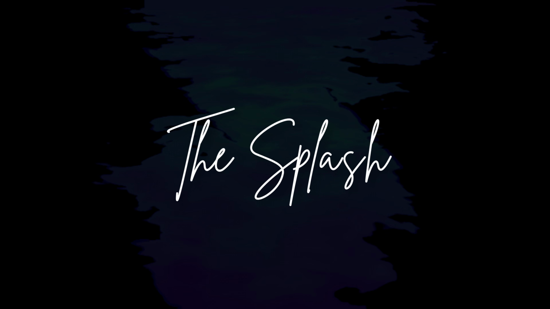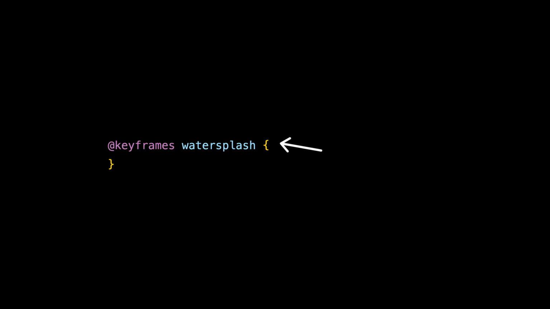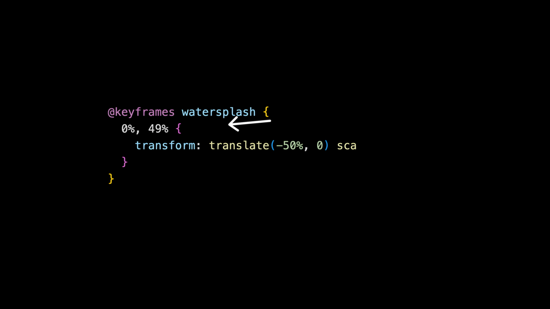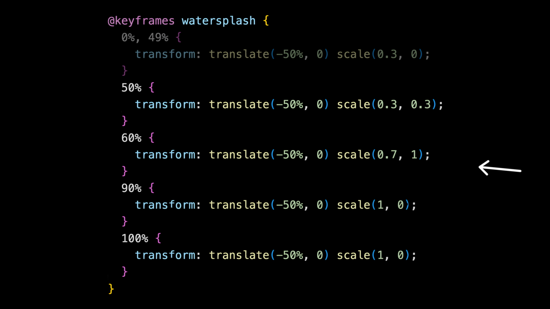Later, we have the water splash. We follow the same idea. The splash stays hidden until the drop reaches the surface, around 49% of the animation. Right after that, we apply a series of scale transformations to get the splash effect.